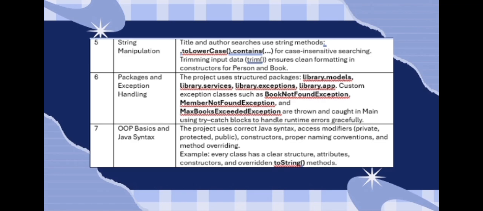And last one, packages and exception handling. The project is organized into packages like library.models and library.services. We also created custom exceptions like BookNotFoundException and handled them gracefully using try-catch blocks. Overall, these features make our system organized, efficient, and user-friendly.